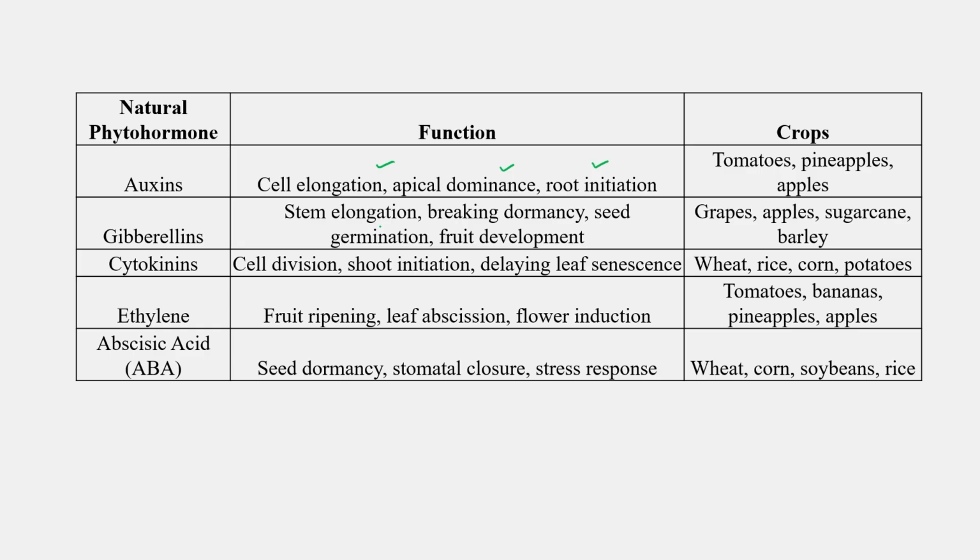Gibberellic acid, again stem elongation. For cell elongation, auxin, but when the term stem comes, then it is related to gibberellin. Stem elongation, it will break dormancy. It helps seed germination and fruit development. In grapes, apple, sugarcane, it increases the length between two internodes. So sugarcane, barley, these are the examples.